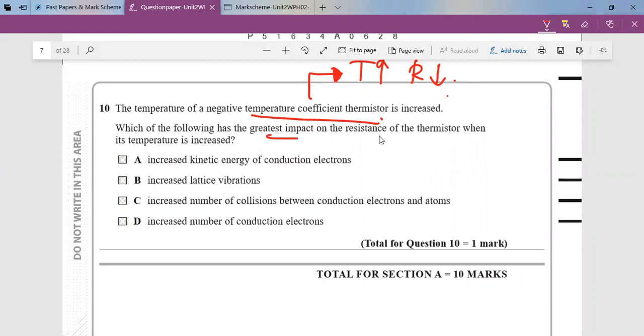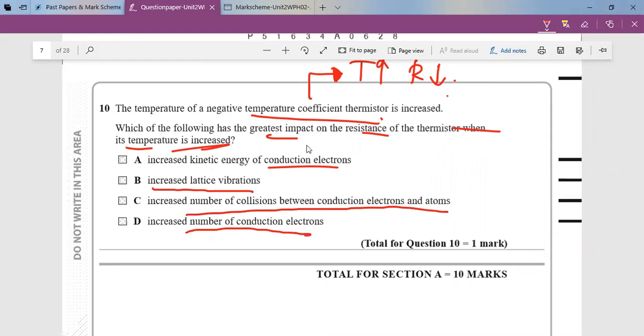Which of the following has the greatest impact on the resistance of the thermistor when its temperature is increased? Increased kinetic energy of the conduction electrons, increased lattice vibration, increased number of collisions between them, or increased number of conduction electrons. Well, this is actually a property of a semiconductor, and this is the answer. That's a part of the A2 syllabus.